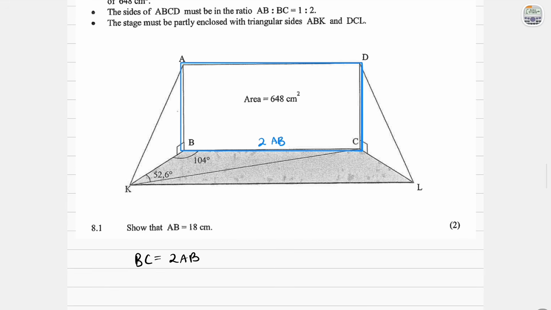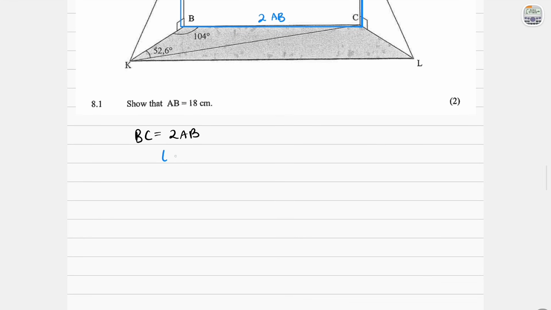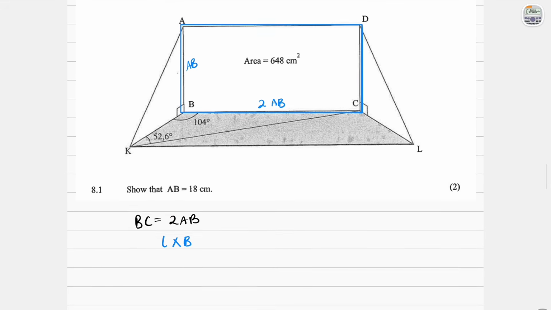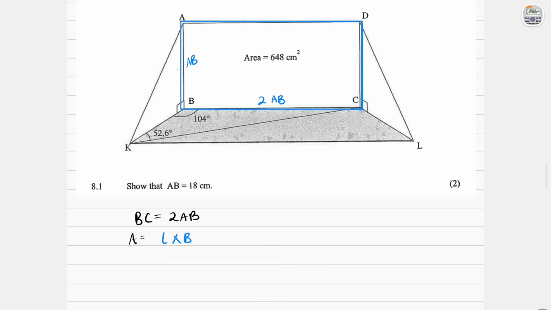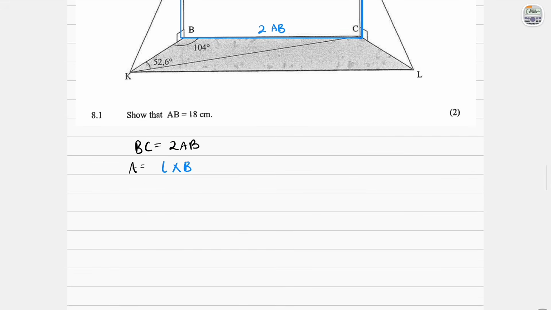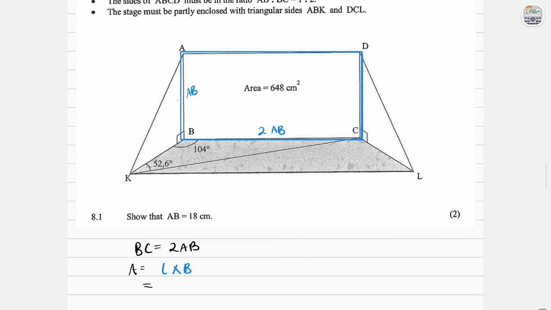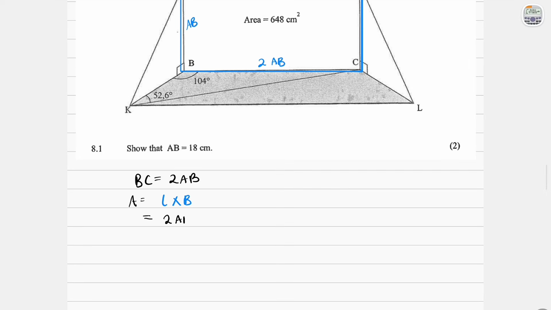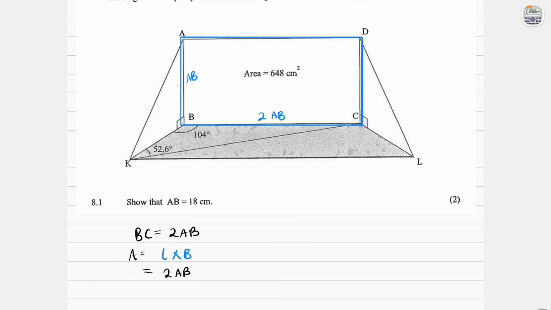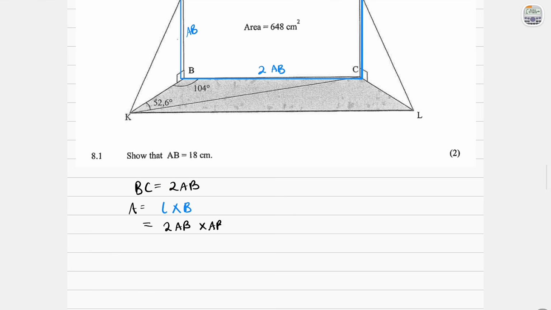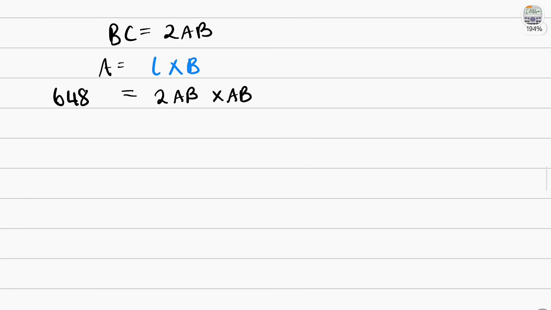So they gave you 2AB, and this is AB, but they also gave you the area of the shape. How do you find the area of a rectangle? You say length times breadth. So we're going to say the area is equal to the length times the breadth. We know that BC is the length, and we can call that 2AB. And this is the breadth, and that's just AB. And the area itself is 648 centimeters squared. So this is what we're going to use to solve for AB.